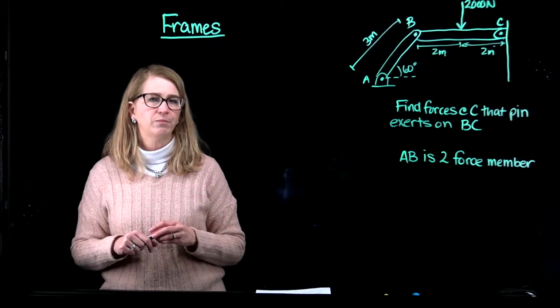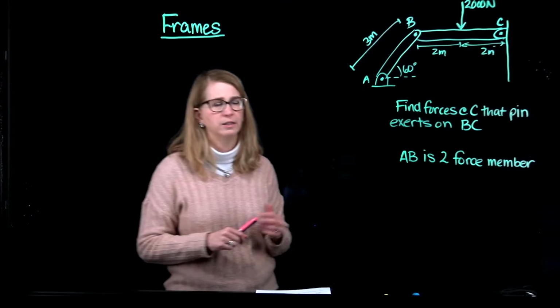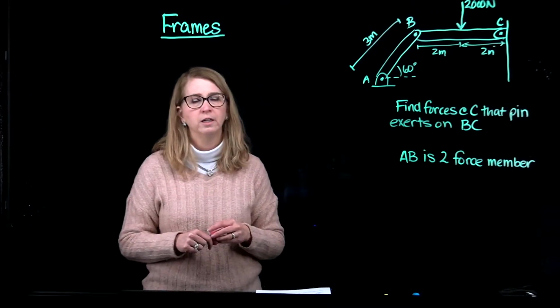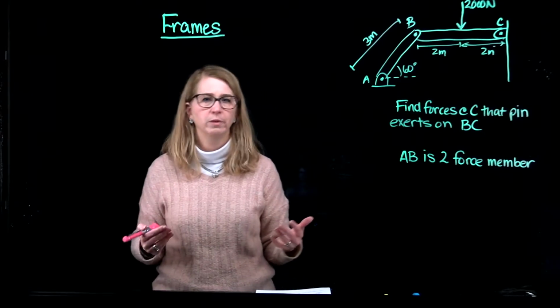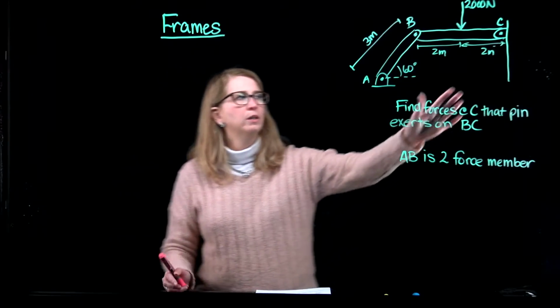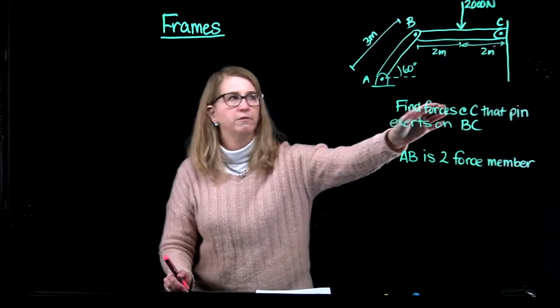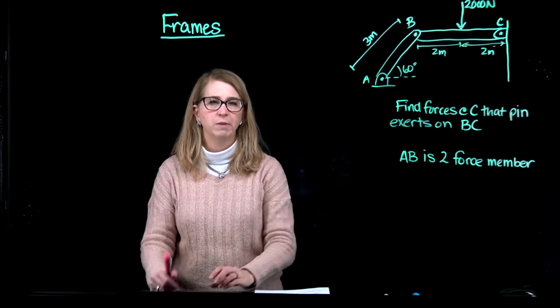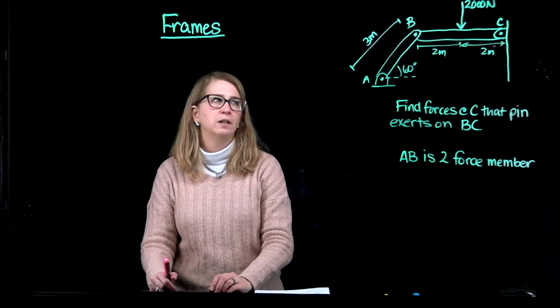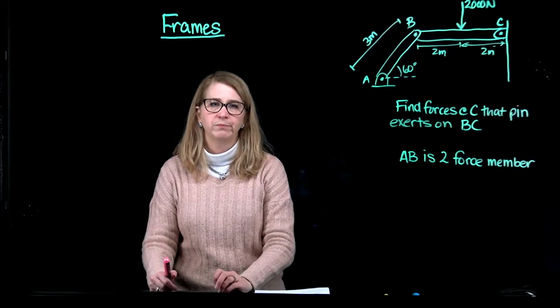Another way that that can happen, and this is the example we see here, is a load is not placed at a joint, but it's placed in the middle of a member. And so this is a frame simply because of the fact that I have a 2,000 Newton load in the middle of member BC. And that makes it a frame.